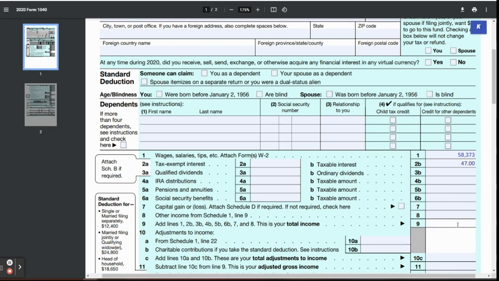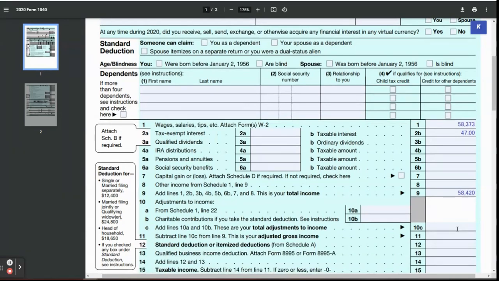So our total income, we're going to add our two income amounts together to get $58,420. So again, there's no adjustments that are made. So our total adjusted gross income is the $58,420. Standard deduction. So we're going to go ahead and take the standard deduction of the $12,400. So again, that's stated over here because she is single.